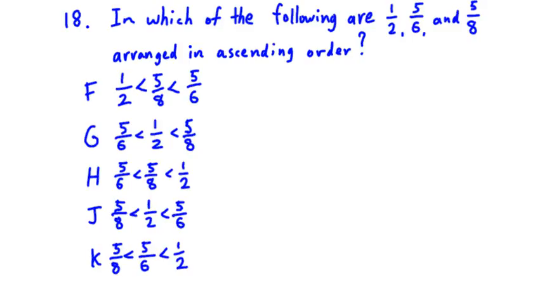Next problem, 18. In which of the following are 1/2, 5/6, and 5/8 arranged in ascending order? Well, ascending means getting larger, and so to be in ascending order, we have to start with the smallest one. So of these answer choices, F through K, the only one that has this smallest number as an initial number is answer choice F. So again, if you read this and think about it, it should take you half the time it took me to do it here in video.